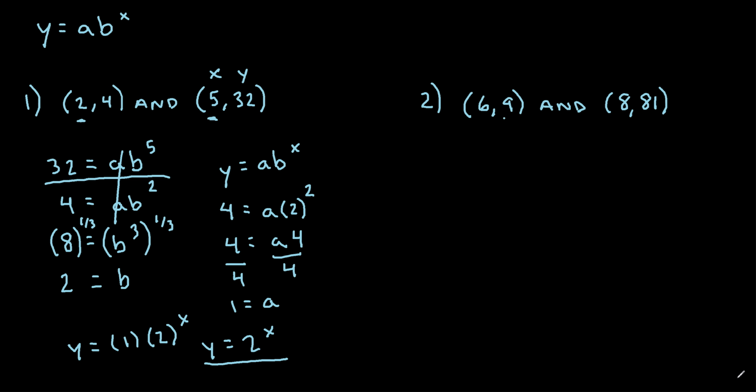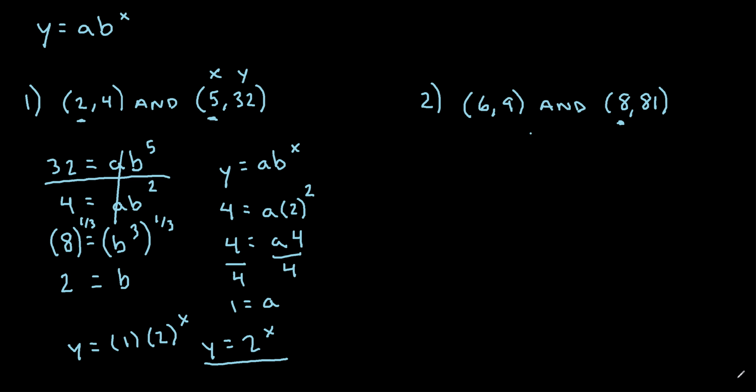Let's check out our second example. We want to find the exponential function that goes through the points (6, 9) and (8, 81). So we'll use the exact same process that we did in the first example. Let's pick the coordinate with the larger x value. So this one has the larger x value of 8, and we'll just go ahead and plug these x and y values into y equals a times b to the x.